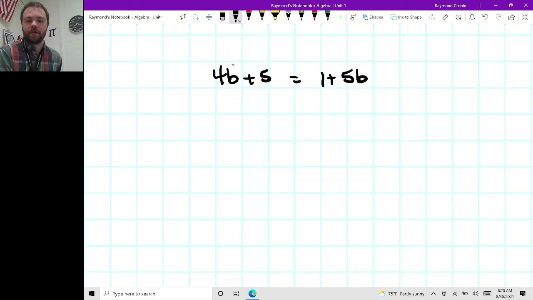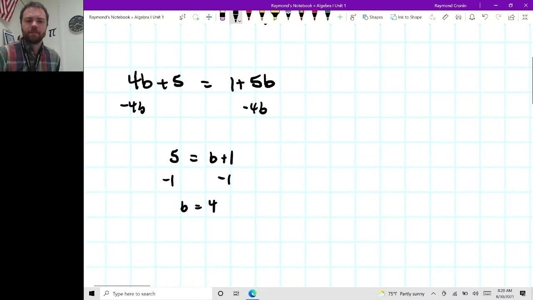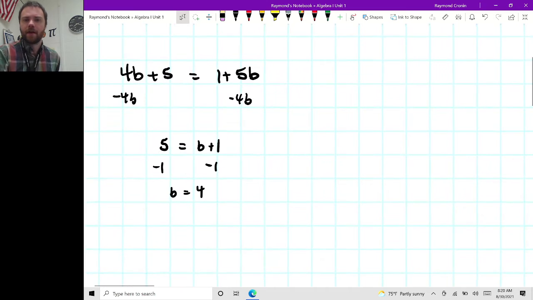So what I want to do is get rid of this 4b. So I'm going to subtract 4b from both sides of that equation. And I get 5 equals b plus 1. And if I subtract 1 from both sides of the equation, I get b equals 4. Okay? So hopefully you were following along with that.